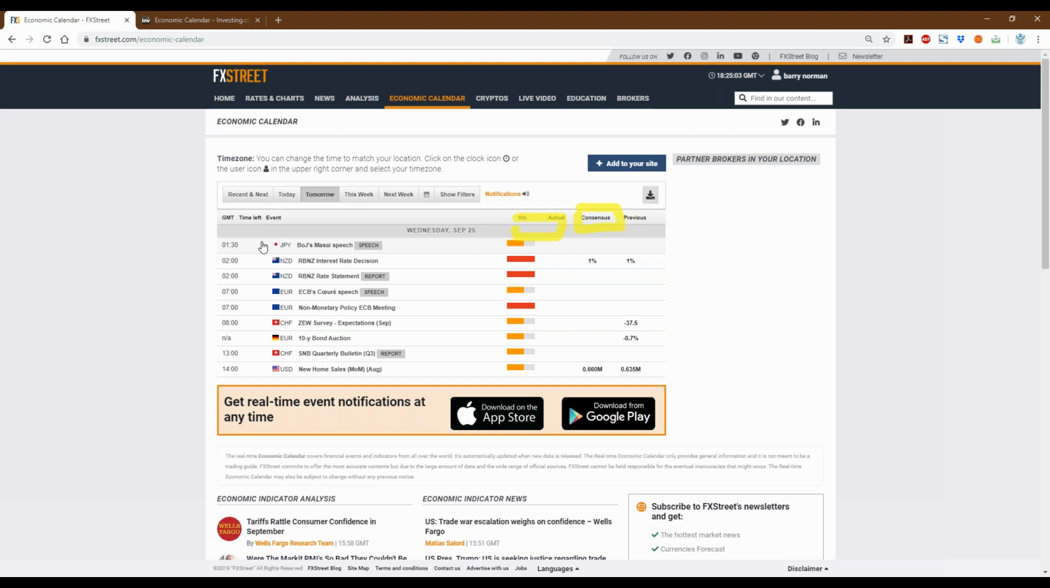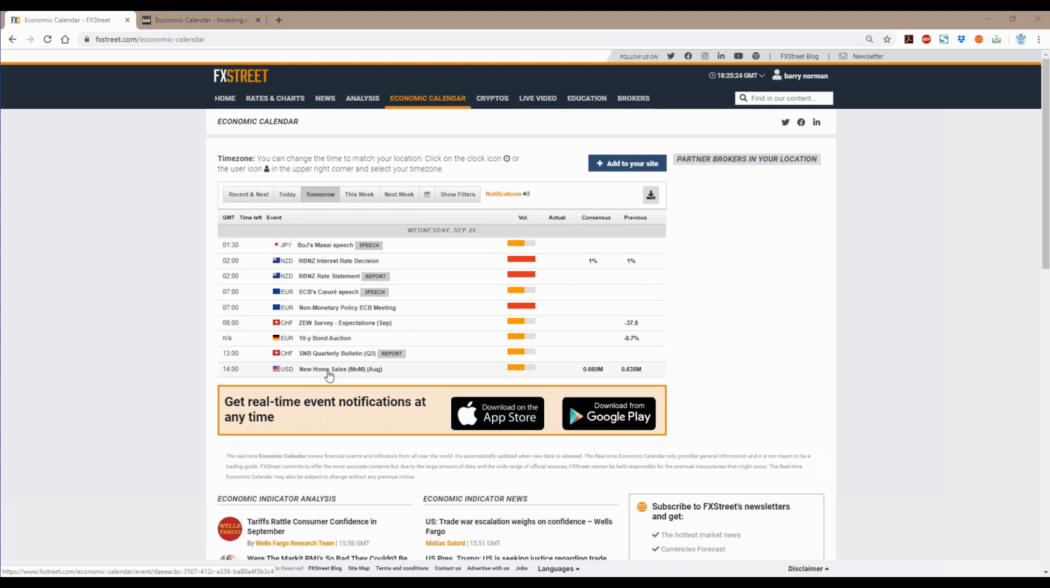So now we have previous and consensus. Before we go over to the next column, what you're going to say to me is, how do I understand any of this? Well, if you go down, and I'm going to use new home sales because that's the standard major event that comes out every month. Almost every event either happens every week or every month. After a while, you'll know them all by heart.